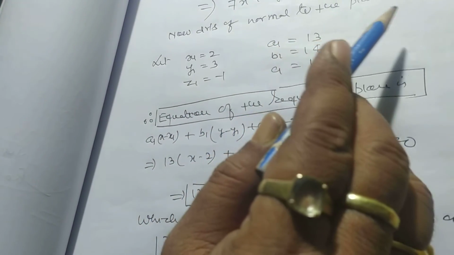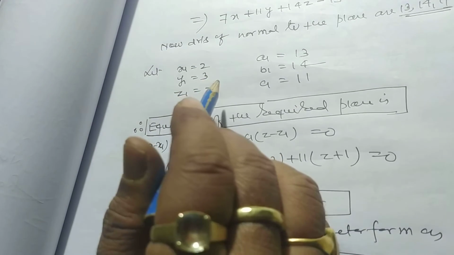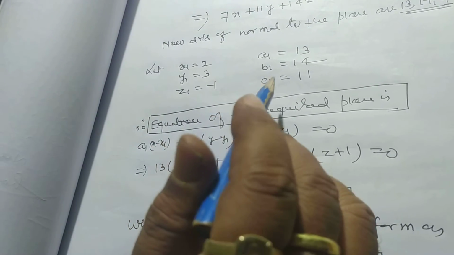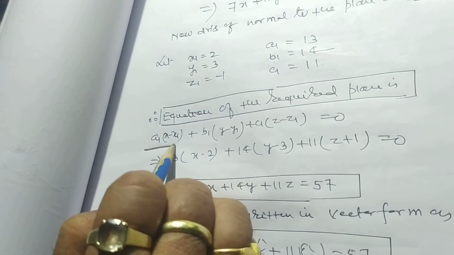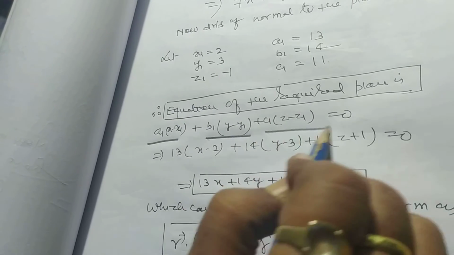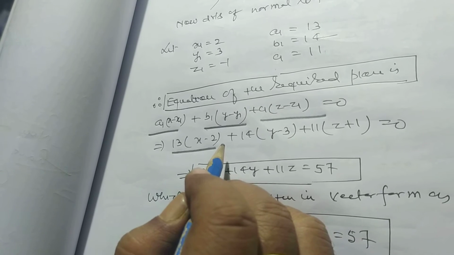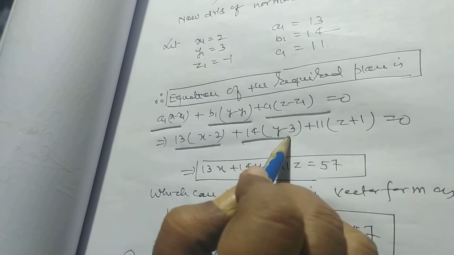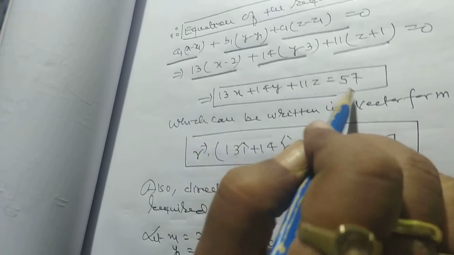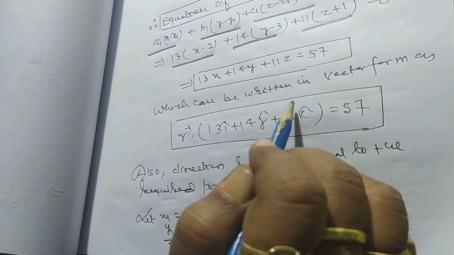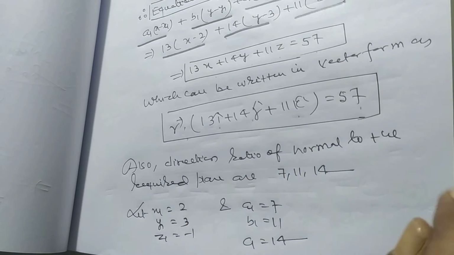Now the direction ratios of the normal to the plane are 13, 14 and 11. And let x1 is equal to 2, y1 is equal to 3, z1 is equal to minus 1. a1 is equal to 13, b1 is equal to 14 and c1 is equal to 11. And it will be a times (x minus x1), b times (y minus y1), c times (z minus z1) is equal to 0. And that is 13 times (x minus 2), 14 times (y minus 3), 11 times (z plus 1). So 13x plus 14y plus 11z is equal to 57, which can be written in vector form as vector r dot (13i plus 14j plus 11k) is equal to 57.